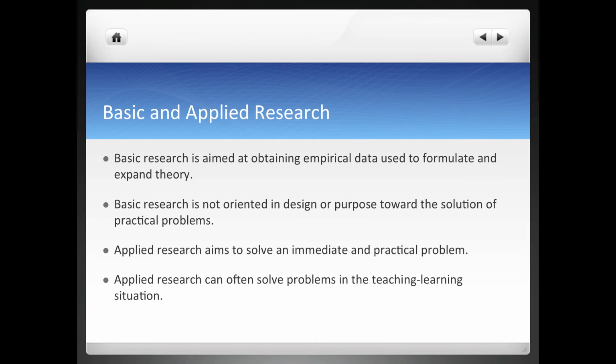Basic research is aimed at obtaining empirical data used to formulate and expand theory. It's not oriented in design and doesn't have the purpose of solving practical problems. It's just geared at either creating theory or expanding on theory. Applied research aims to solve immediate and practical problems. These things are often teaching and learning.